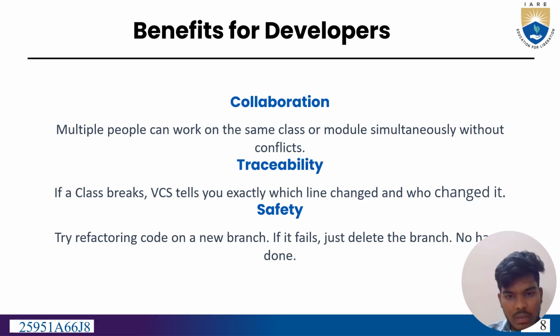Coming to safety, you can try refactoring code on a new branch, and if it fails, you just delete the branch. So this is about the three types of benefits for developers by using the VCS. We should know about all of this.